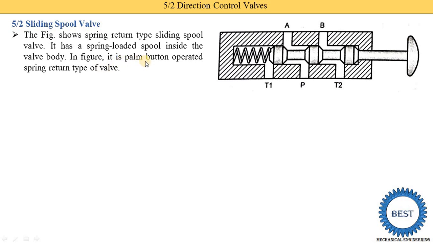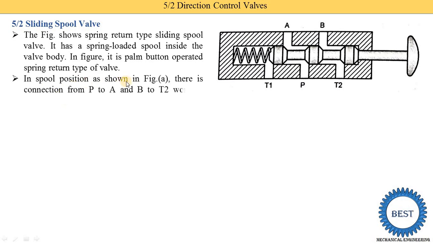In the figure it is a palm button operated spring return type valve. So here this symbol is for the palm button operation. And you see these are the 5 ports: T1, tank port 1, pump port P, tank port T2, and cylinder port A and cylinder port B. This A port is connected with the cap end of the actuator, and the B port is connected with the rod end of the actuator.